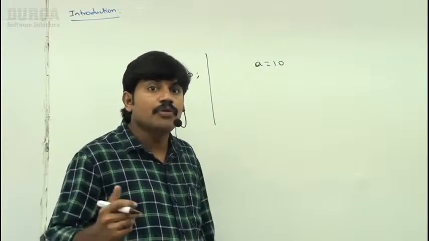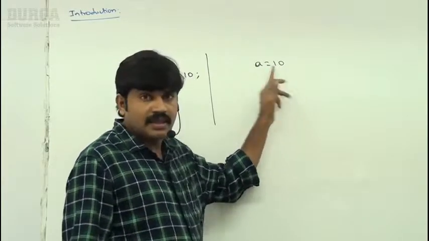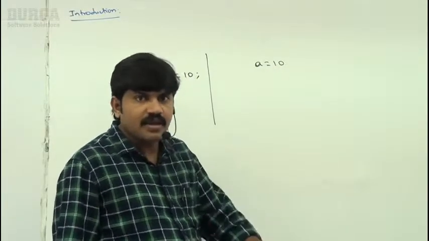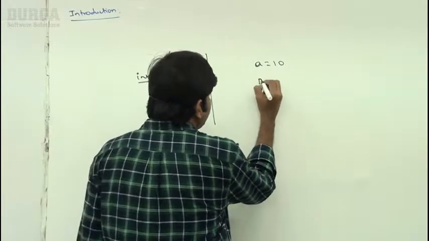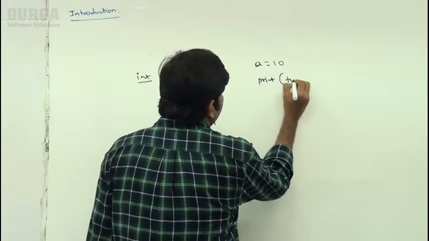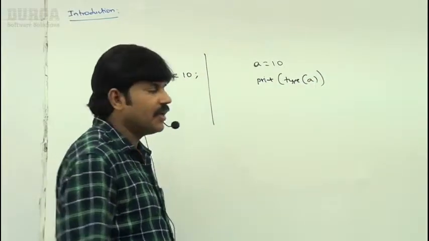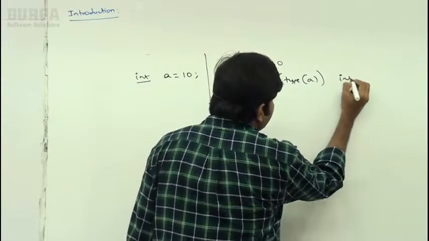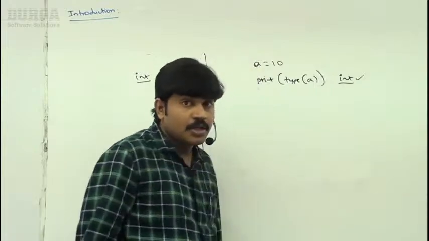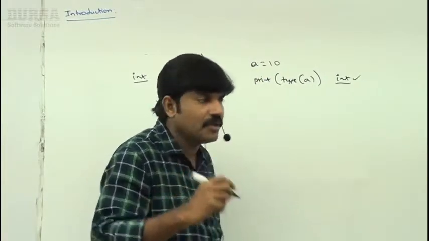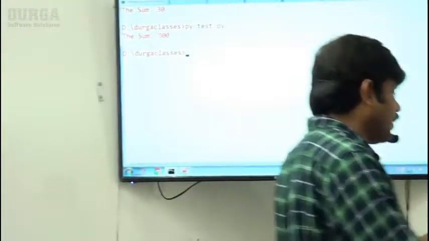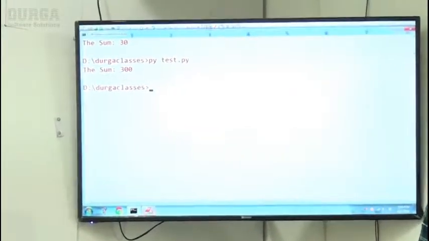Sir, where is the proof? How can you tell that 10 is the int type? Very simple, sir. Print type of a. Now it is going to tell the int type. Remember this one. Let me show this one. Have a look once, sir. Very, very carefully observe that.